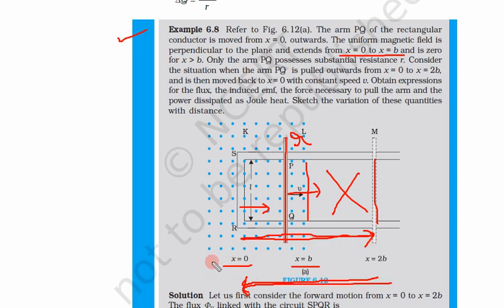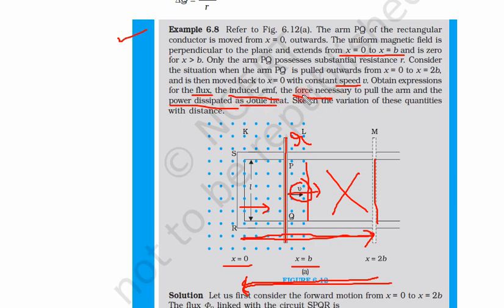Pulling it down and sending it back, with constant speed. What is the speed? Speed is v, constant speed v. Obtain expression for flux. So we have to obtain expressions for these quantities: flux, induced EMF, the force necessary to pull the arm, and the power dissipated as joule heat.